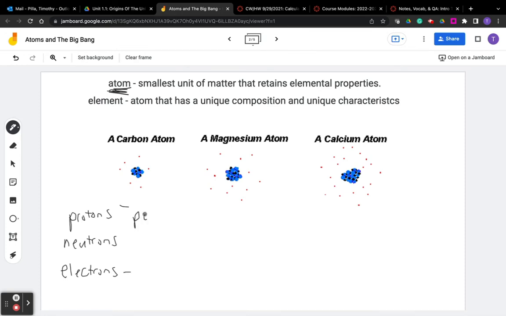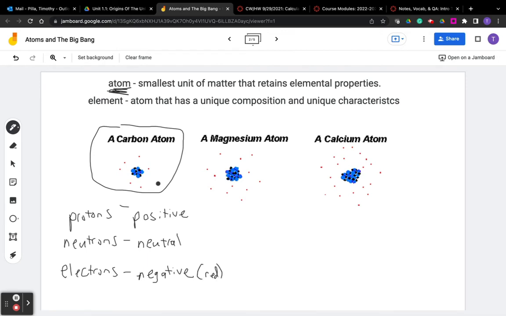Now, protons, the name pro, these are positive particles. Neutrons, like the name, are neutral, and electrons are negatively charged. Okay? So let's look at a carbon atom, right? All atoms are made of protons, neutrons, and electrons. If you look at the carbon atom, you can see these red dots floating around the middle. Those little red dots are the electrons. Then you see the black and blue here in the middle. You can see that the blue ones are protons and the black dots are neutrons.